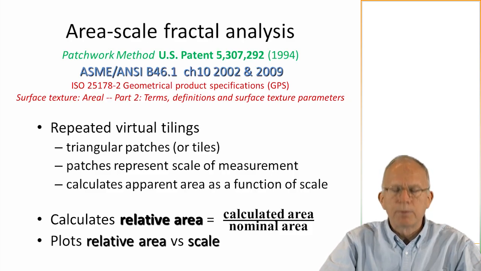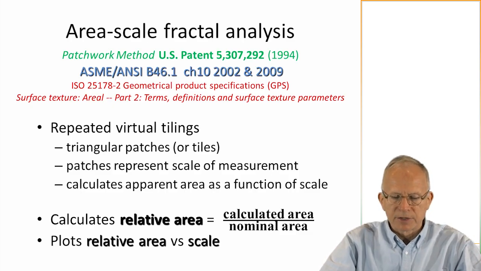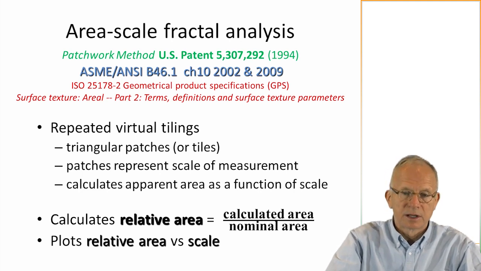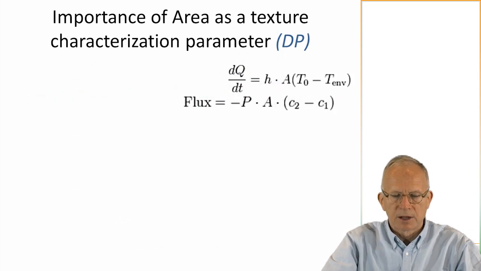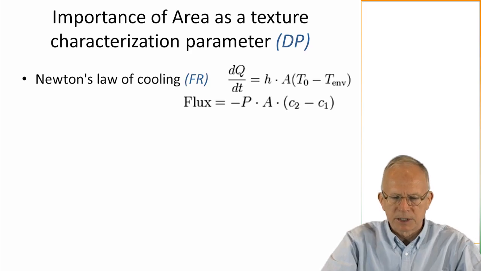It uses repeated virtual tilings in order to calculate the apparent area of a surface. If the surface has chaotic elements, the area changes with scale. We make plots of relative area, which is the calculated area normalized by the nominal area, versus scale. Now, the importance of area as a texture characterization parameter, as a possible DP.